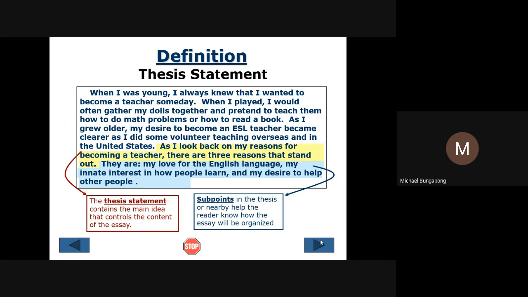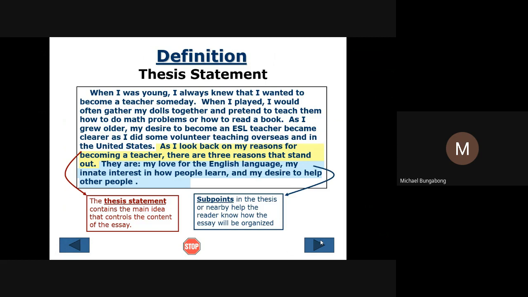As I look back on my reasons for becoming a teacher, there are three reasons that stand out. They are my love for the English language, my innate interest in how people learn, and my desire to help other people. So if you try to study the thesis statement, the one that is highlighted with yellow orange, that is our thesis statement. If you're going to ask me why, sir, because of course that contains the main idea, which probably controls the content of your essay, all right?